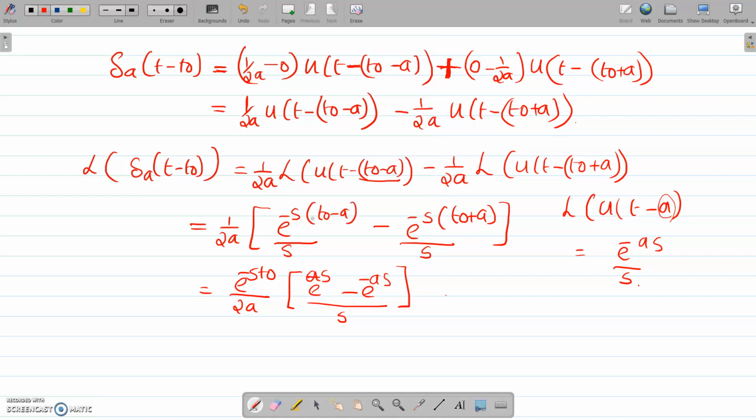Split it: e raised to minus s t naught into e raised to as, and e raised to minus s t naught into e raised to minus as. Now e raised to minus s t naught is a common term, so we take it outside. We get e raised to minus s t naught divided by 2a into e raised to as minus e raised to minus as, divided by s. Okay, so this is the Laplace transform of the Dirac delta function.